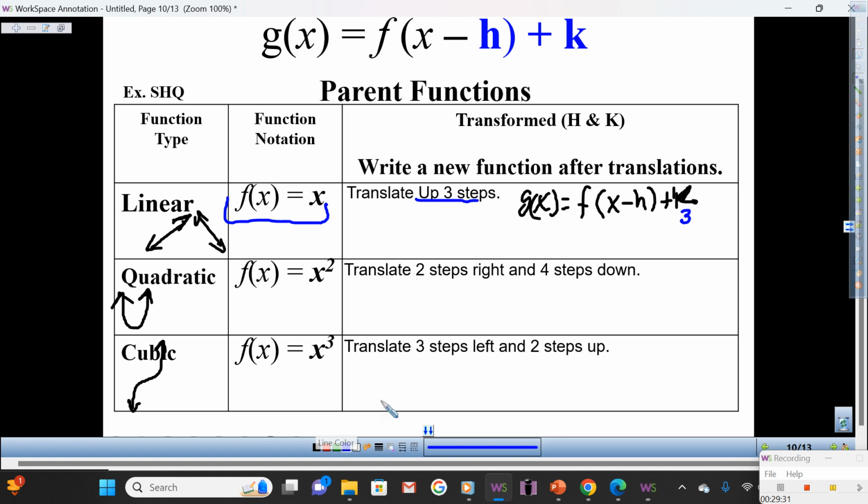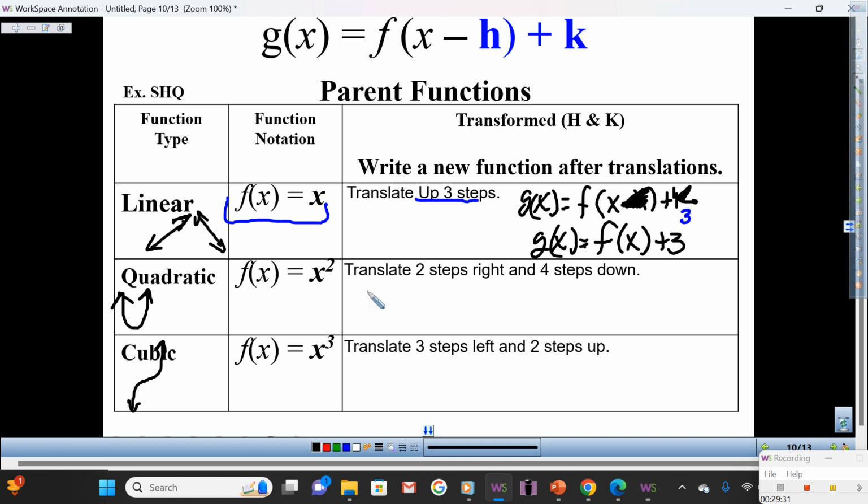So question, look up to the screen. Do they give us an h? No, because we don't go side to side. So that means, once you write this, whatever they don't give you, erase it. And whatever you have left, that's going to be our new function according to the transformation. So what did we take out? The negative h, because there's no h. So we're left with g of x equals f of x plus 3. And that's our new function for this one.